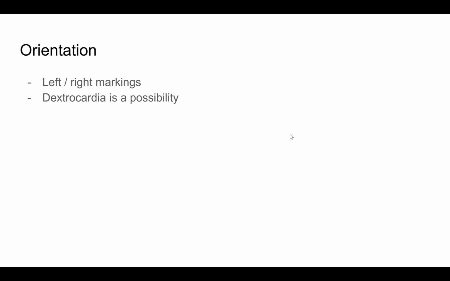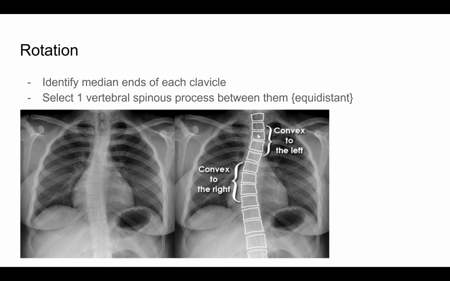Then we see the orientation of the film. So the orientation of the film is actually the left and right markings, and dextrocardia is always a possibility.